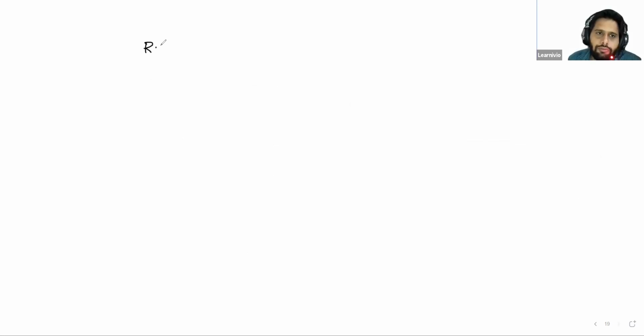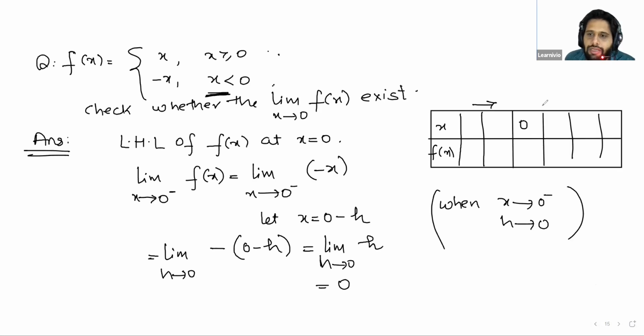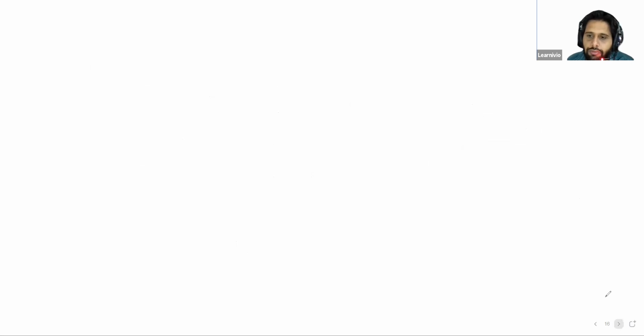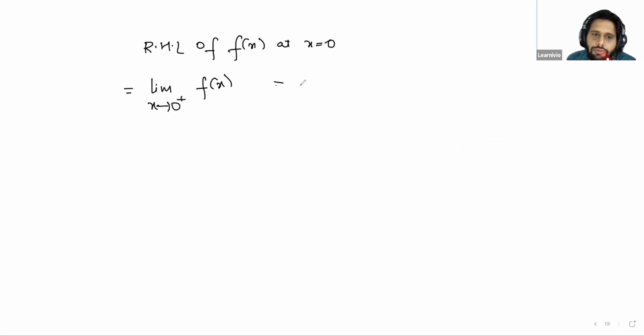Then RHL. RHL of f(x) at x is equal to 0. So RHL को हम represent करते हैं 0 plus. 0 plus का मतलब approach from right side. So अगर हम right side से 0 को approach कर रहे हैं तो it means this number will be greater than 0. यस सर. So कौन सा function लेंगे first और second? First one x हम choose करेंगे. ठीक है. So ये कितना हो जाएगा limit x tends to 0 plus और ये क्या आ गया, x.